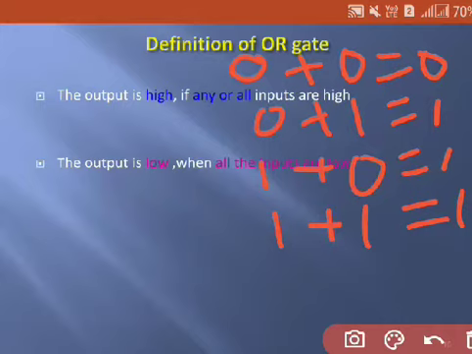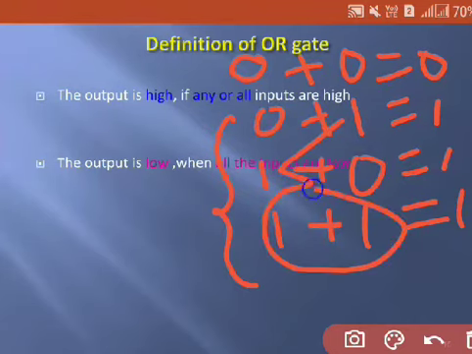So what is the first condition? The output is high if any or all the inputs are high. So if you observe the last three combinations, if any or all the inputs are high, then the output will be equal to 1. Output is high if any or all the inputs are high.